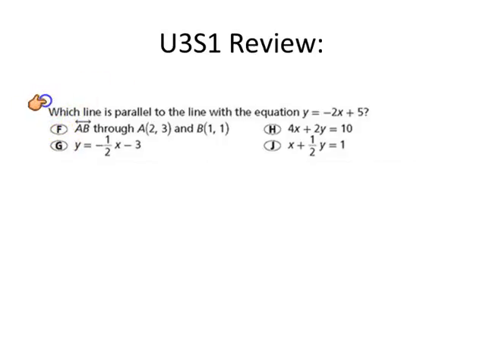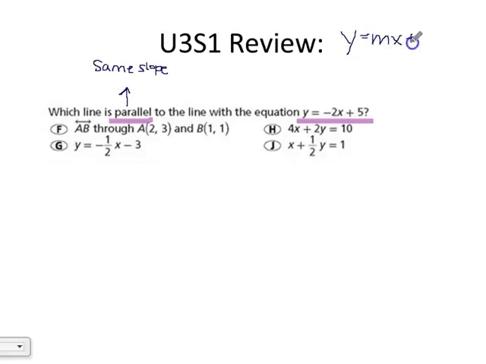So let's read the question. It says, which line is parallel, so parallel is a key word there, to the line with the equation y equals negative 2x plus 5. So what do we know about parallel lines? We know that parallel lines will have the same slope. And here we're given an equation of a line that's already in slope-intercept form. Remember, slope-intercept form is y equals mx plus b, where m represents your slope.